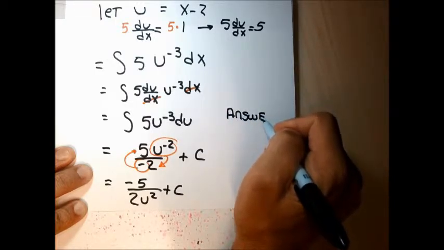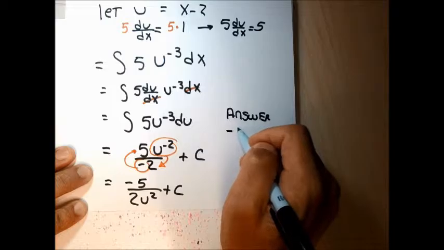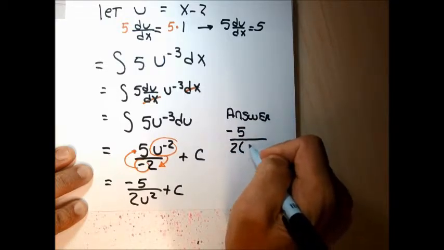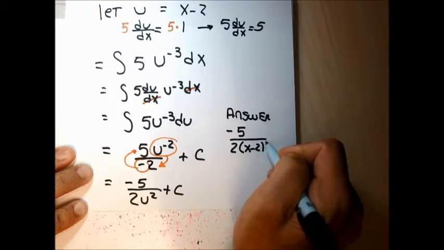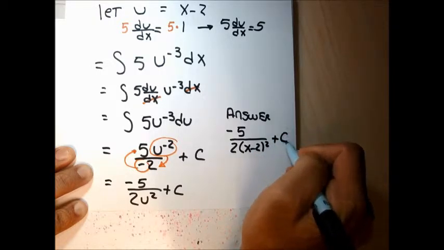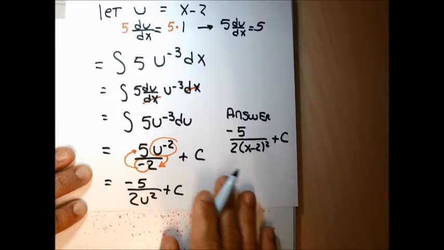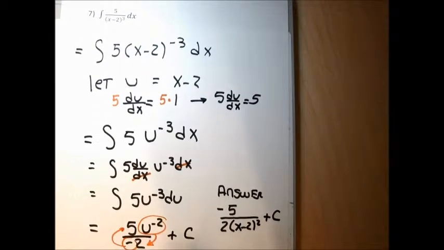So for problem 7, the best answer, or a best answer, would be negative 5 over 2 times (x minus 2) squared plus c. That would be a real nuisance to check by taking its derivative, so I'm not even going to go there. But I'm going to glance at my work real quick to make sure I don't think I have a mistake, because when I find a mistake, I redo the whole video, and that's not really a pleasant thing to do.